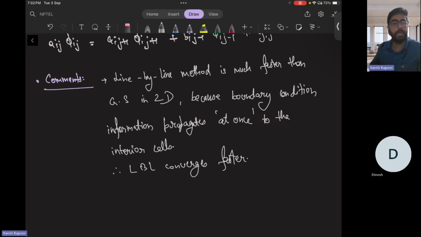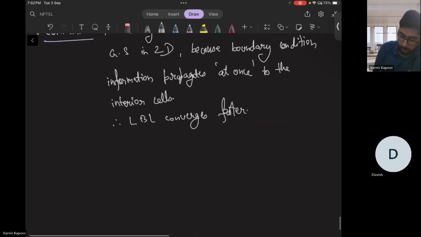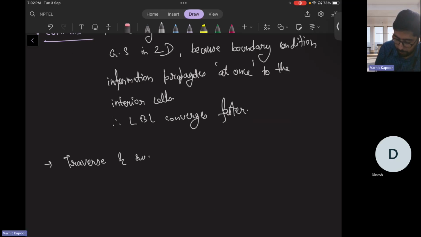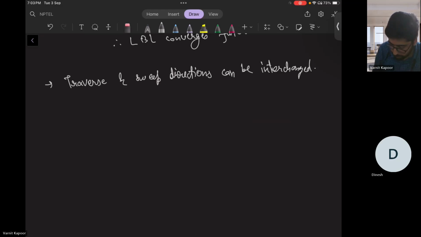Now, traverse and sweep directions can be interchanged as well. We have assumed that traversing in the y direction and sweeping in the x direction, these can be interchanged. It is not fixed. I think second point, traverse, sorry, not transverse, traverse, sweep directions can be interchanged. You can traverse in x direction, sweep in y direction. What do I mean? Suppose I have a grid.